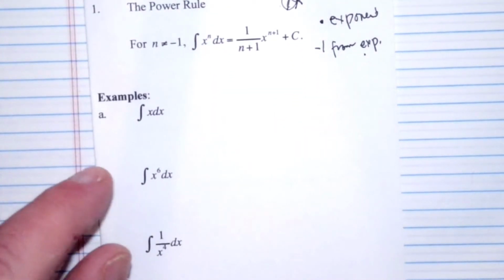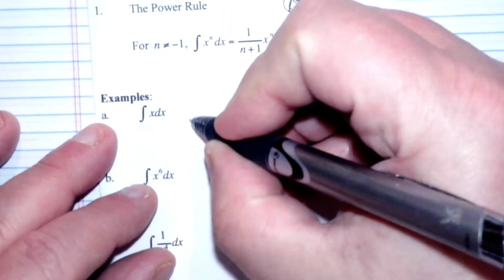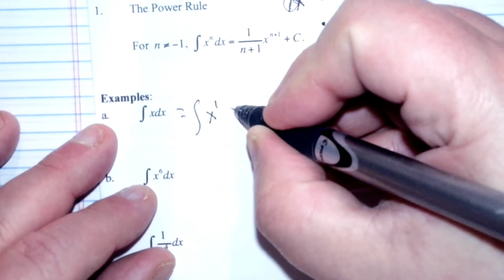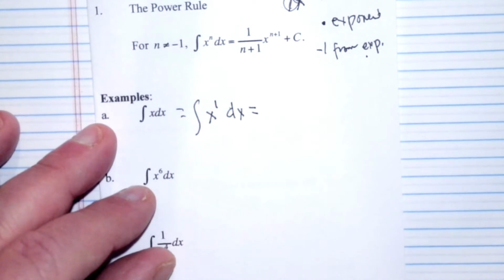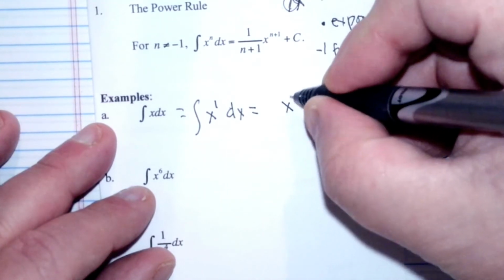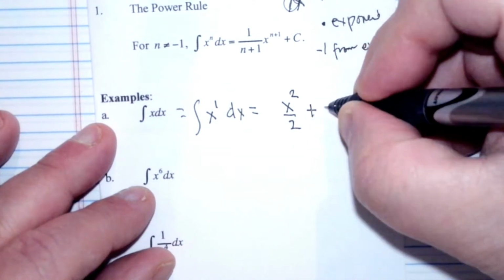In part A, we've got the integral of x dx, or the antiderivative of x dx. So I'm going to remind us all that that's x to the first dx. So we're going to find an antiderivative, a function whose derivative is x. Remember that what you want to do is add 1 to the power and then divide by the new power. So that would be x squared divided by 2. Don't forget the plus c.